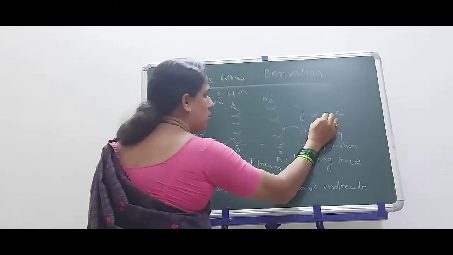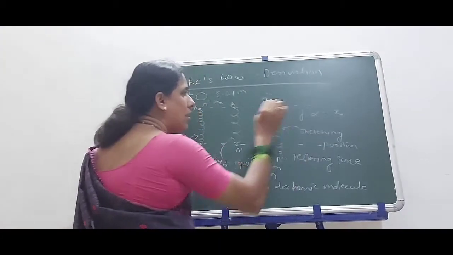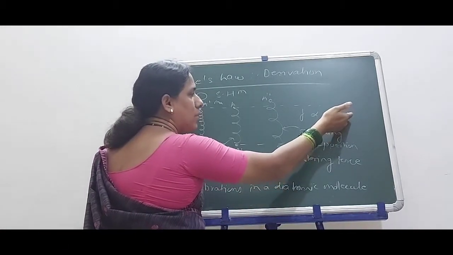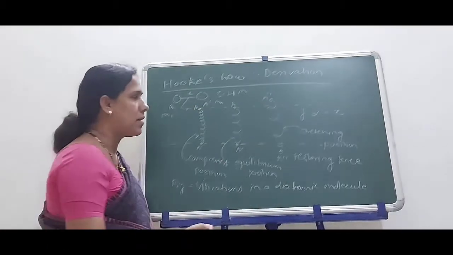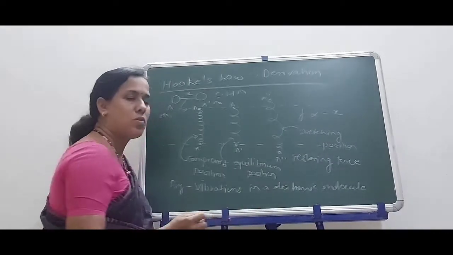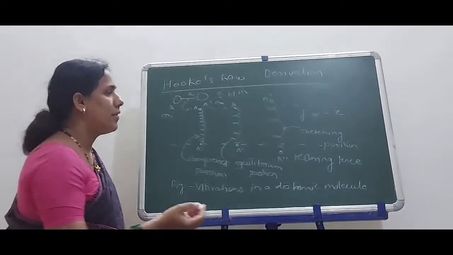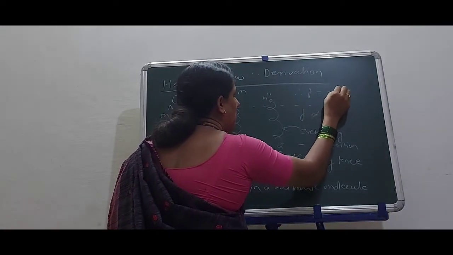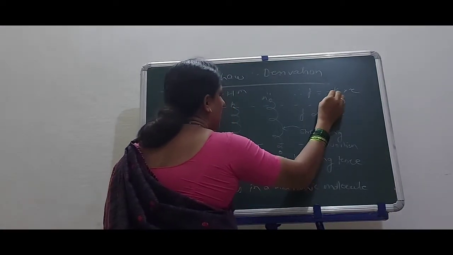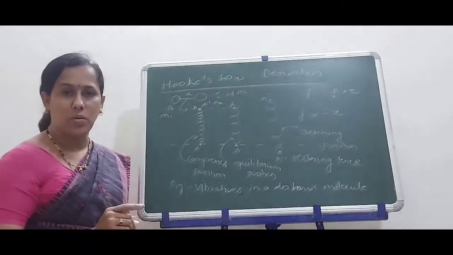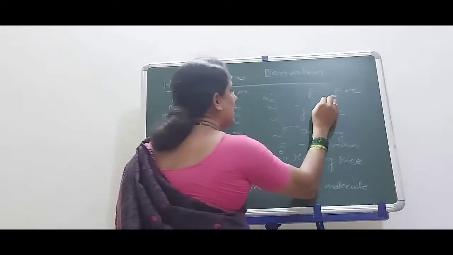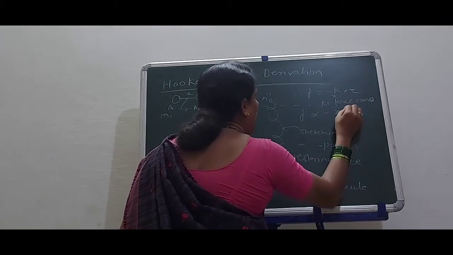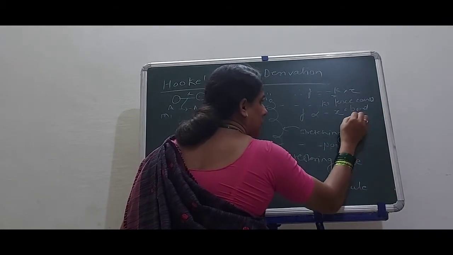in the opposite direction. The negative sign shows that the force acting on the vibrating atoms is oppositely directed to the displacement. In order to remove the proportionality, we take a constant. Therefore, restoring force F is equal to minus K into X, where K is called the proportionality constant, known as the force constant or bond strength.